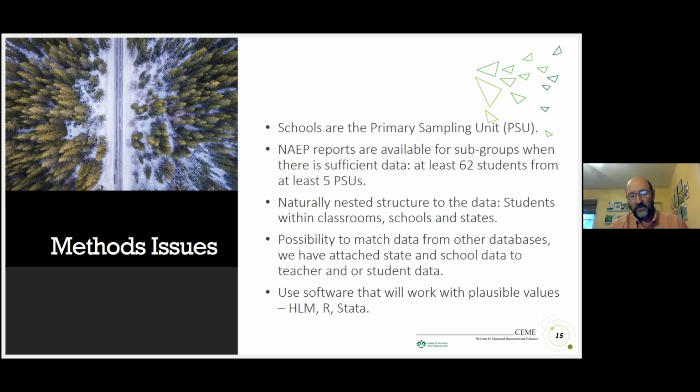And then, of course, with NAEP data, you have to be careful about using software that will accommodate a plausible values algorithm. So just for example, we've used some algorithms in Stata, in R, and in the HLM software to address multi-level modeling with plausible values.